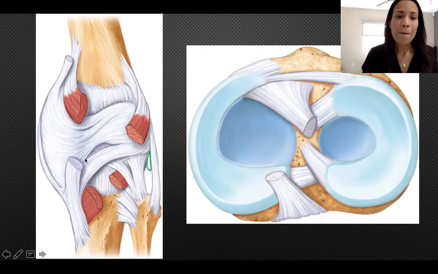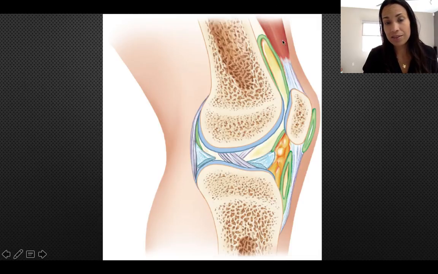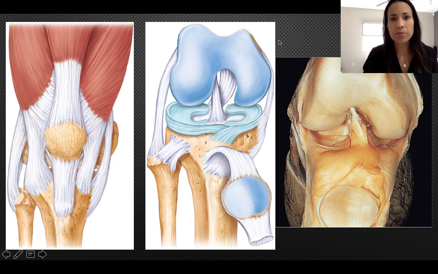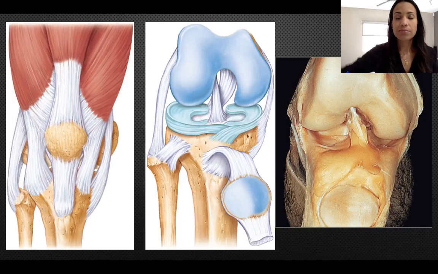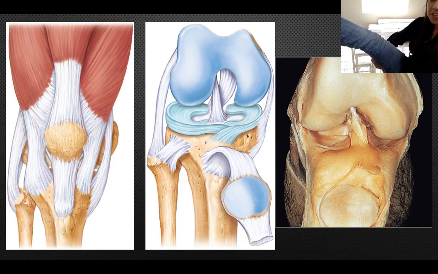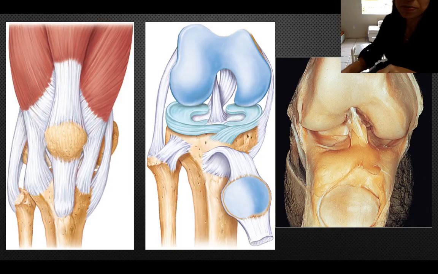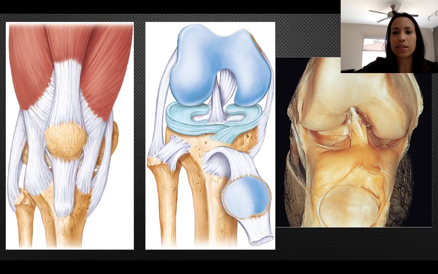and also by the action of muscles. Specifically, the ones that provide more stability to the joint are definitely the quadriceps muscle and the semimembranosus, which is one of the hamstrings. Movements, remember: flexion, extension, and a little bit of medial and lateral rotation to unlock the knee.